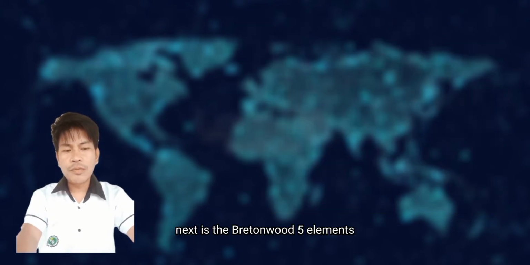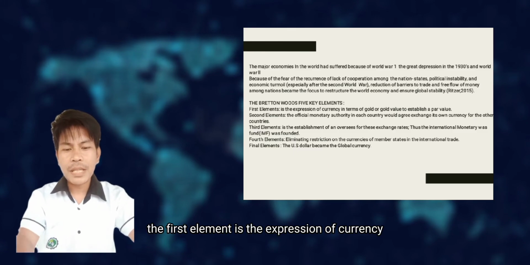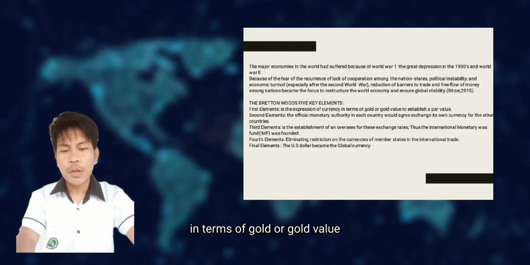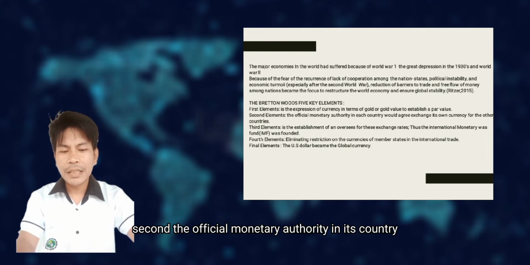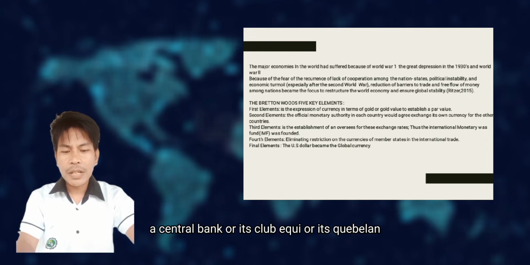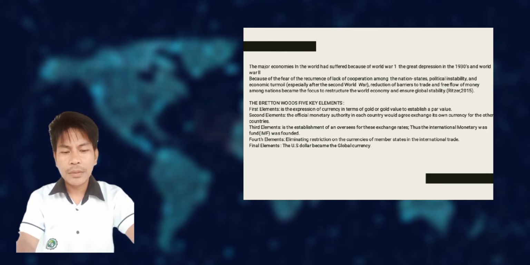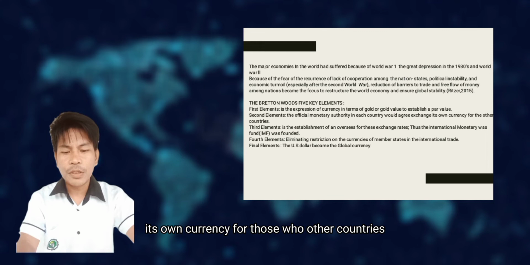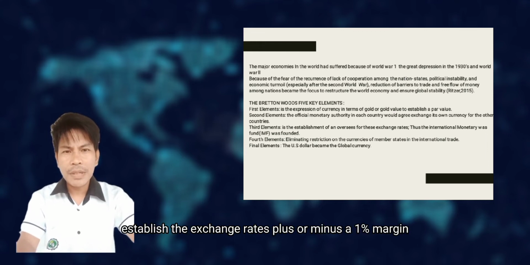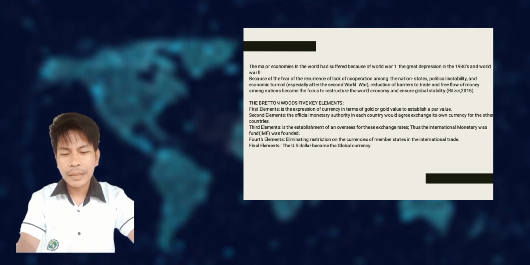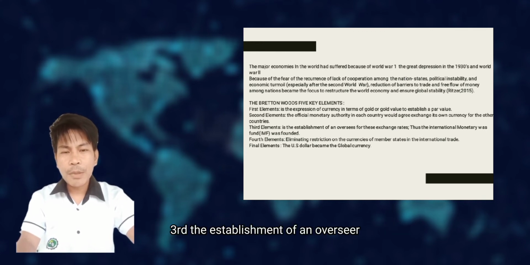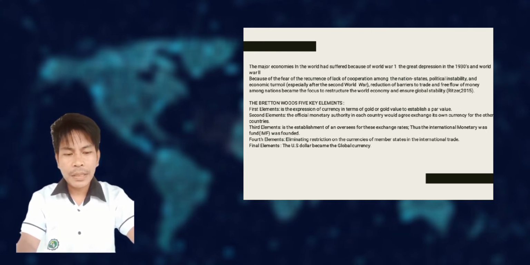Next are the Bretton Woods five elements. The first element is the expression of currency in terms of gold, or gold value, to establish a par value. Second, the official monetary authority in each country, a central bank or its equivalent, would agree to exchange its own currency for those of other countries at established exchange rates, plus or minus a 1% margin. Third, the establishment of an overseer for these exchange rates.